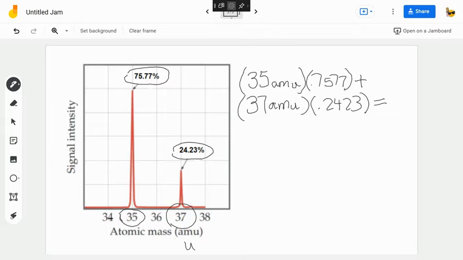Before we add these up, let's remind ourselves what this means. This atomic mass here, the numbers 35 and 37, are the number of protons plus the number of neutrons.